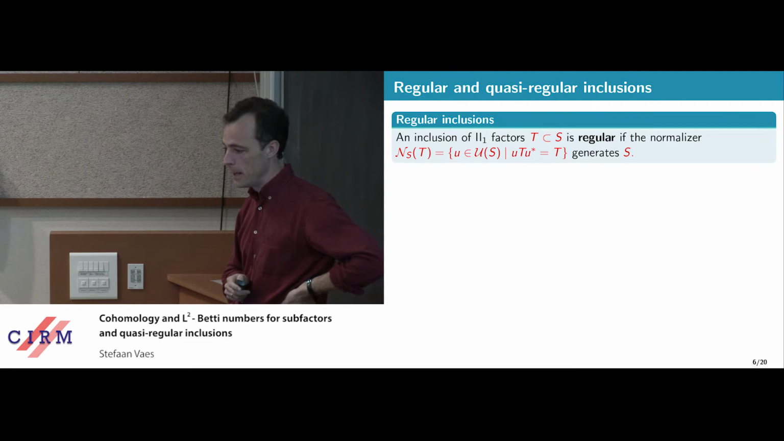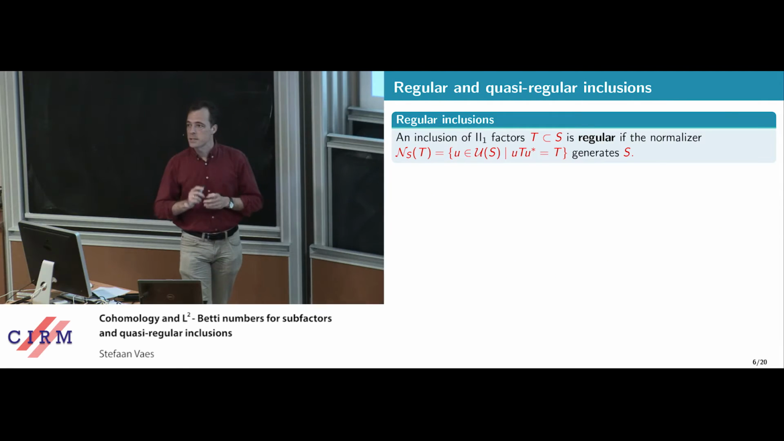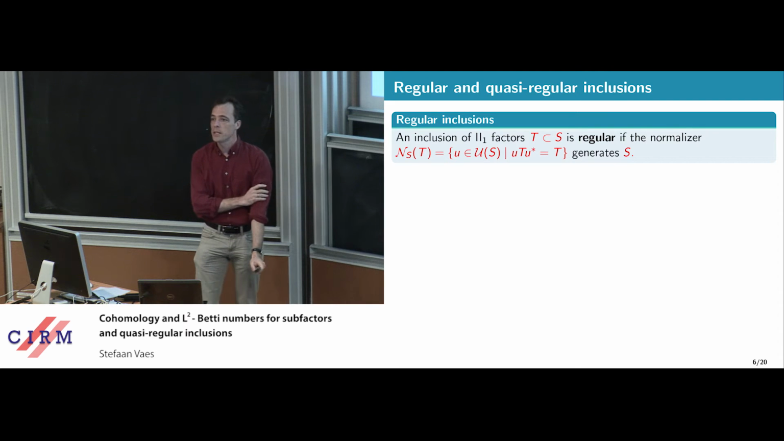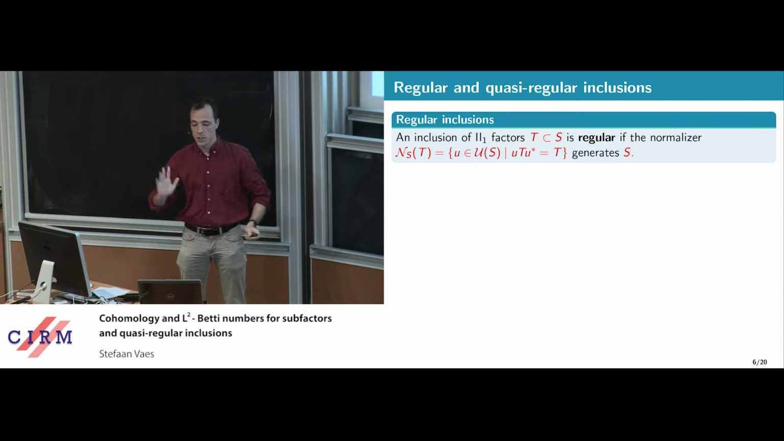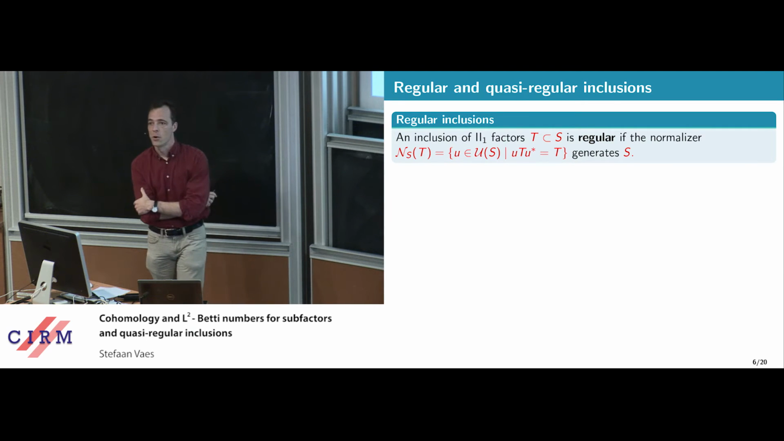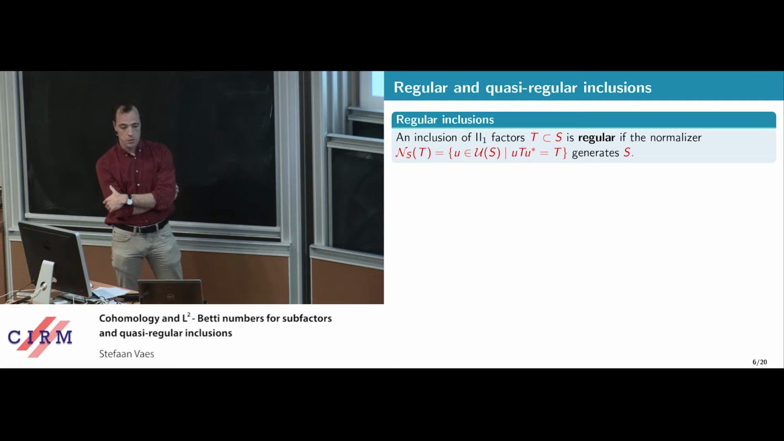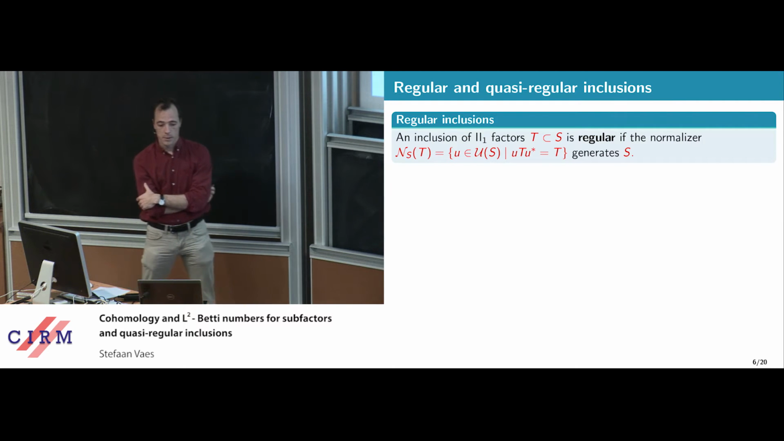Okay. Now, this symmetric enveloping inclusion is actually a particular example of something very general, namely the notion of a quasi-regular inclusion of two II_1 factors. So now we can go back to some more elementary notions, and let me start with the easiest.